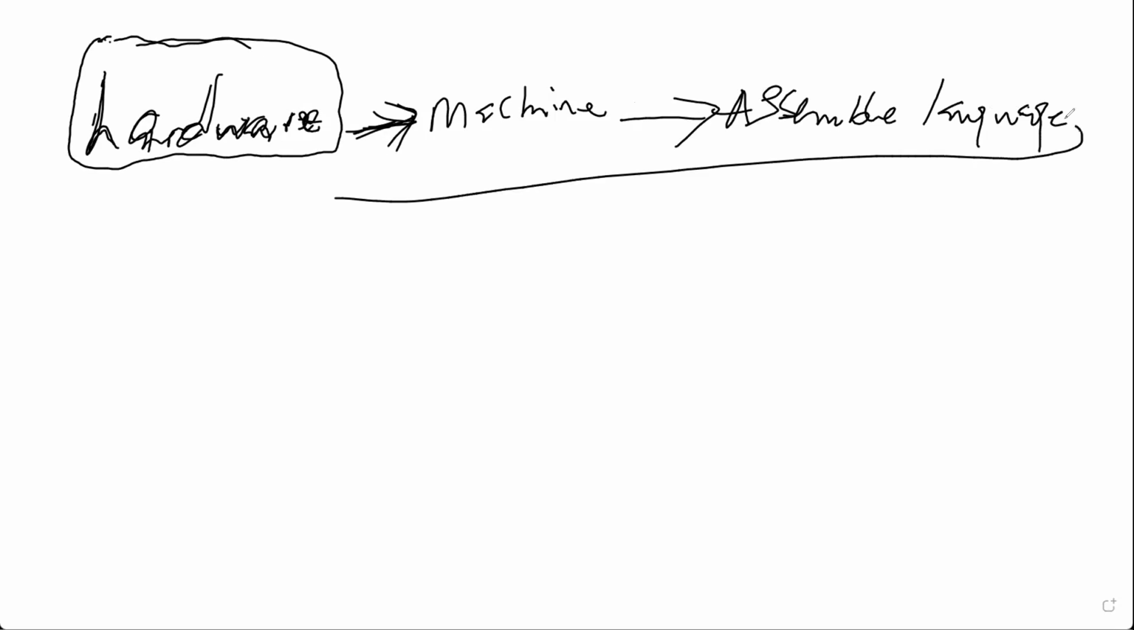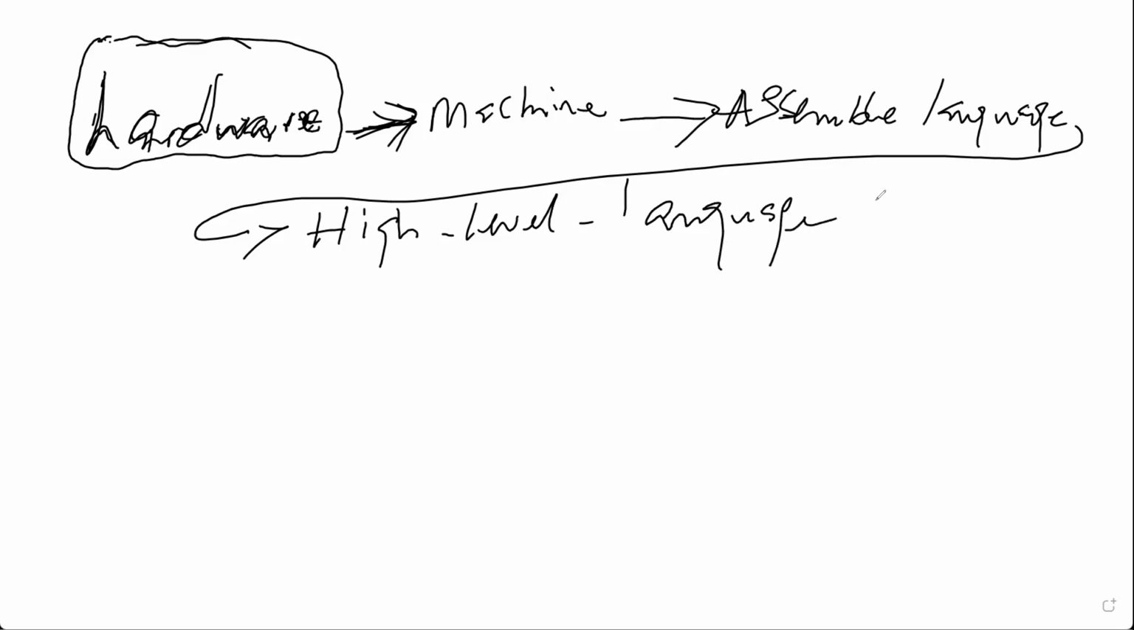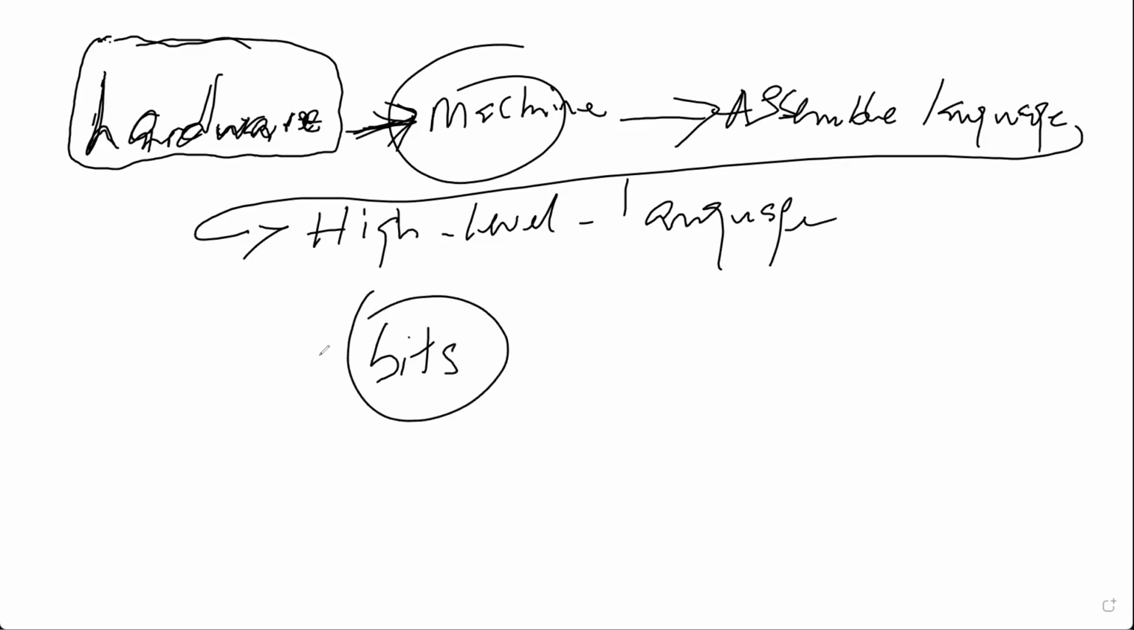From the assembly language, we have what we call the high level, which we have right now. So these are the hierarchy of computer. What happens when we are using machine language is that all the code we use was written in the form of bits, okay? In the form of bits.